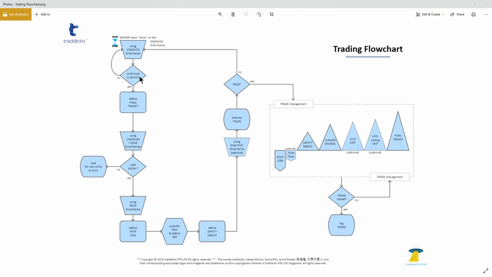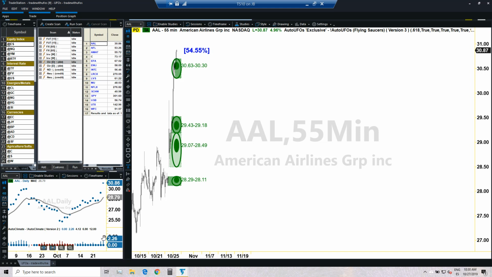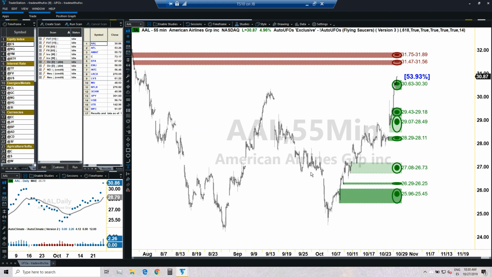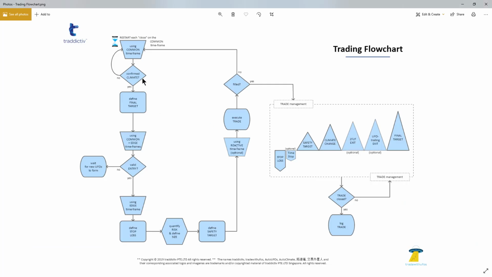Flowchart. Using common time frame, let's check the climate. So what happens with the climate? Well, yes, it's a beautiful climate. But we already got 12 candles into a 4.12 candle climate. So we are too late. We are way too late to enter that market. So no, and therefore we go back to the beginning with a different stock.